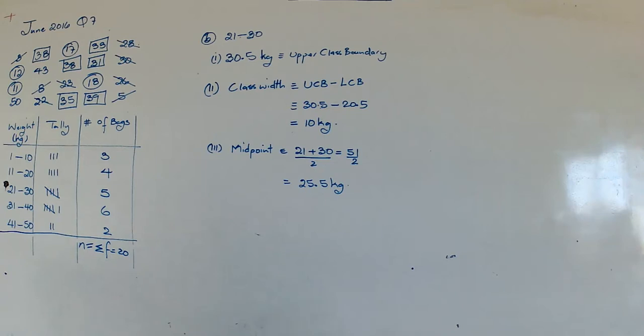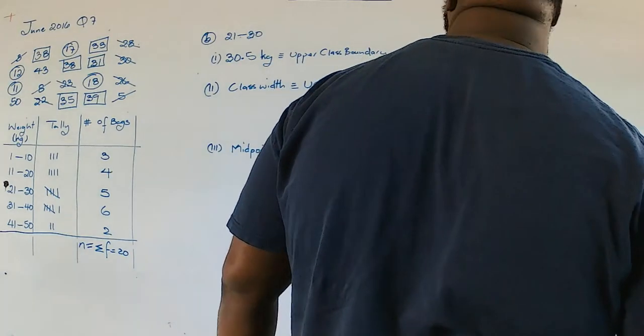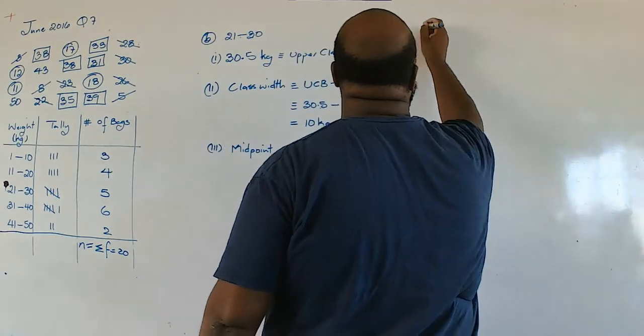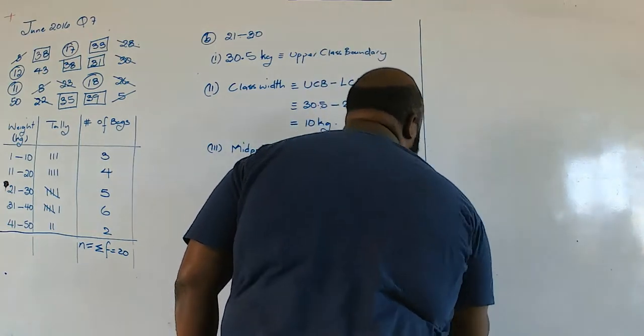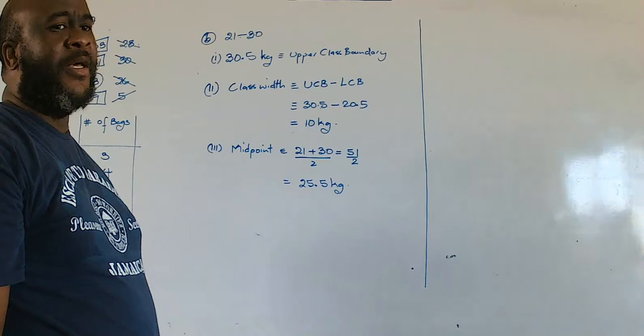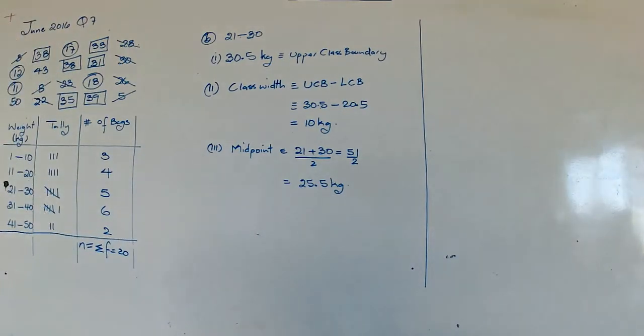C. It says, using a scale of 2 centimeters to represent 10 kilograms on the x-axis and 1 centimeter to represent 1 bag on the y-axis, draw a histogram to represent the data contained in your frequency table above. Alright, so next I need my vertical axis. For the histogram, you need the upper class boundary and the frequency.